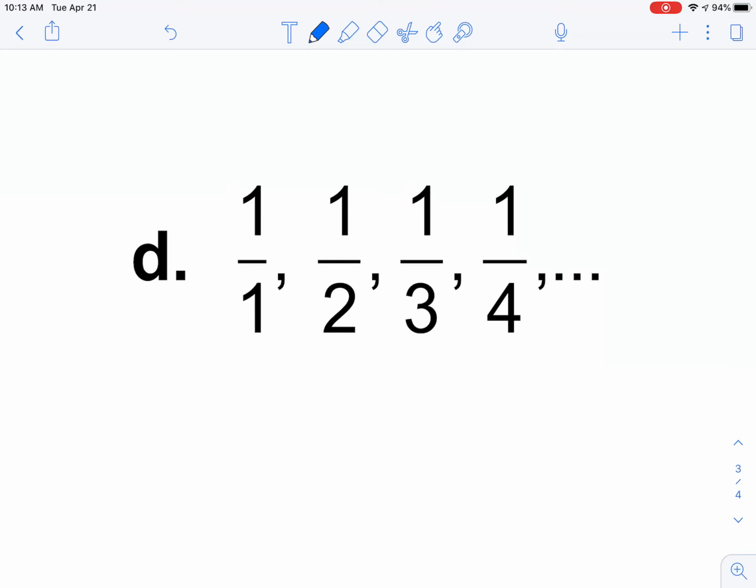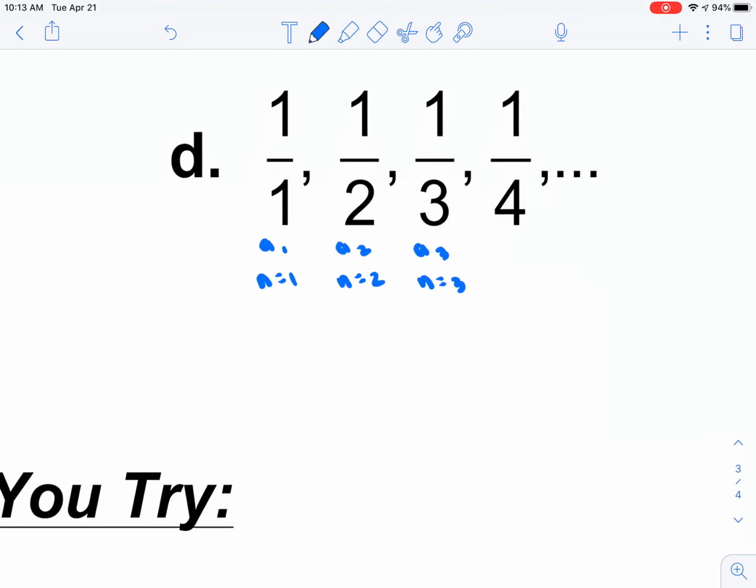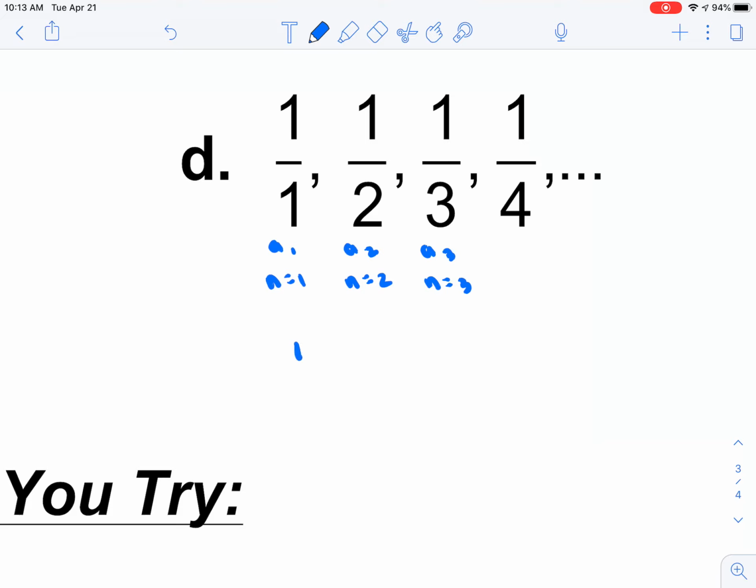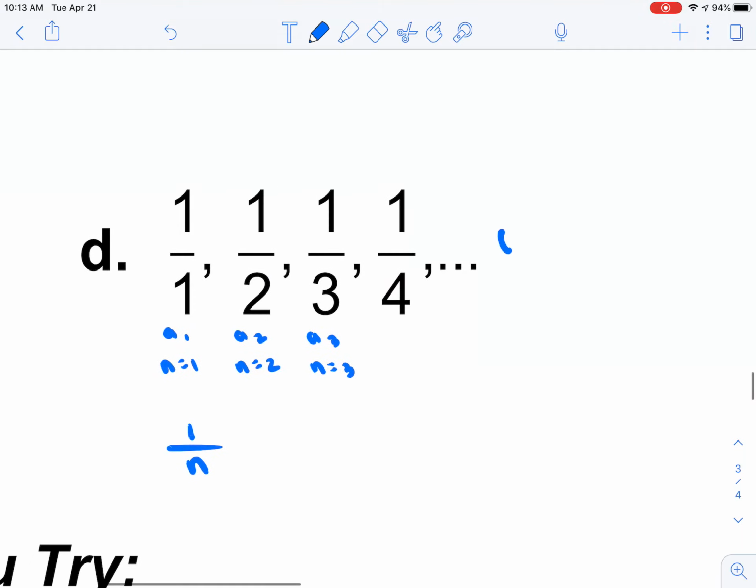Technically, if you wanted to write a rule for this, note that if this is the first term, this is like n equal to 1. This is the second term, this is like n equal to 2. This is the third term, this is like n equal to 3. If I wanted to write a rule for this, this is really 1 over the n value, which technically is also bottom heavy. So as a result, you would see that this one also converges to 0.